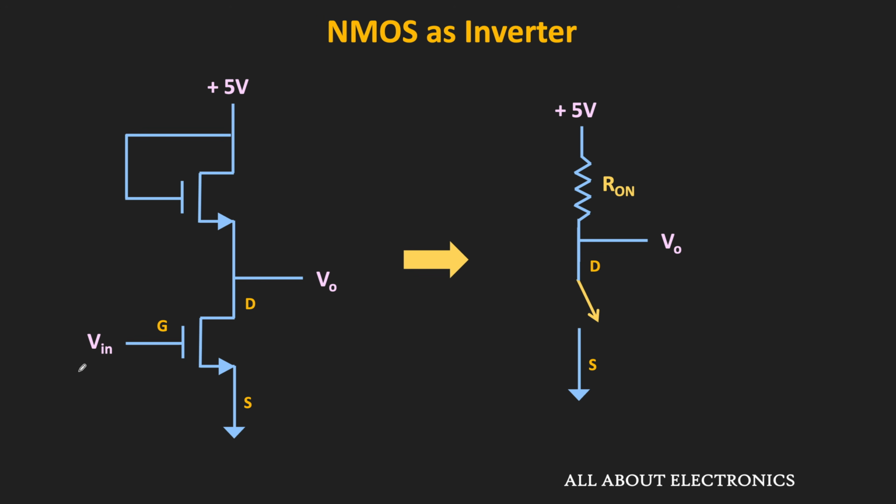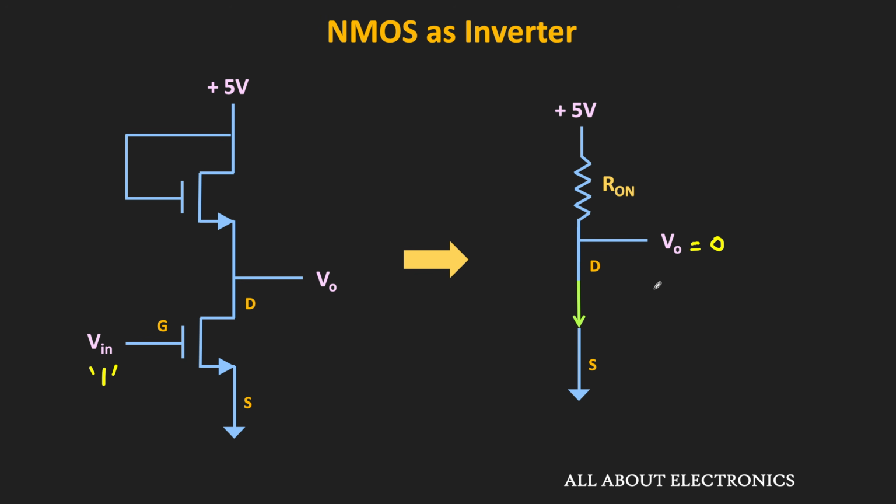Now in this circuit, when the input is low, then this lower NMOS transistor will remain off, and in this case, the output of the inverter will be high. Similarly, when the input is high, then this lower NMOS transistor will act as a closed switch, and in that case, the output of this inverter will be low. And in this way, it is possible to implement the NMOS inverter using the active load.